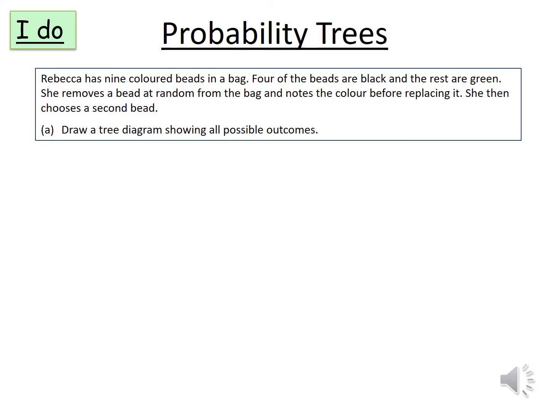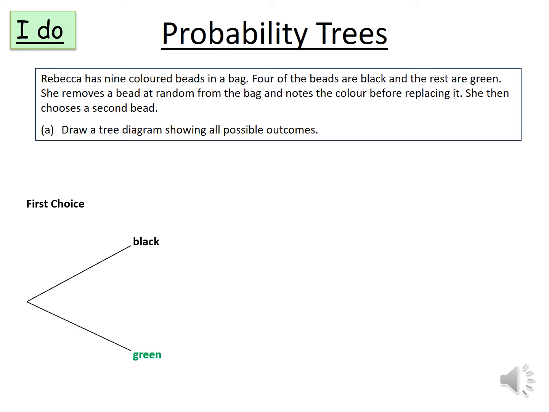So here's our question. Rebecca has 9 colored beads in a bag. 4 of the beads are black and the rest are green. She removes a bead at random from the bag and notes the color before replacing it. That means she's going to put it back. She then chooses a second bead. So from this we're going to draw a tree diagram showing all the possible outcomes. So here's our first choice. We have black and we have green.